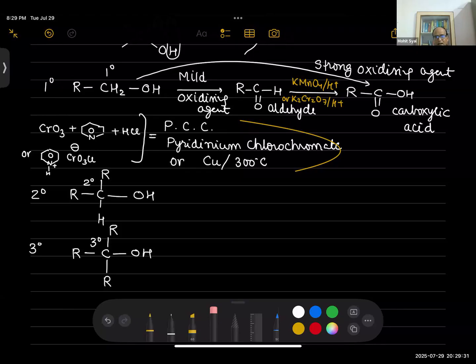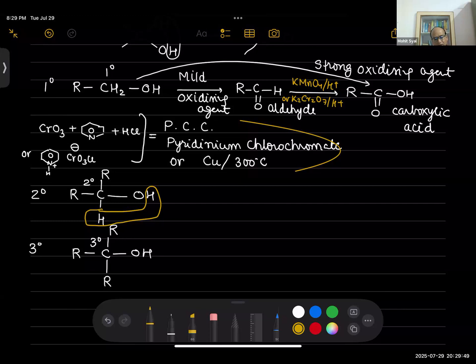Suppose you take the secondary alcohol, there is only one option. Ibrahim, can you tell me that option? What are you going to get with the secondary alcohol? Which functional group are we going to get? Just ketone. Yeah, ketone only.